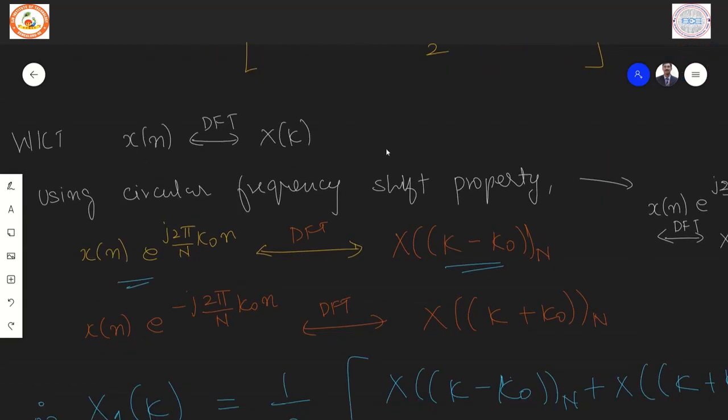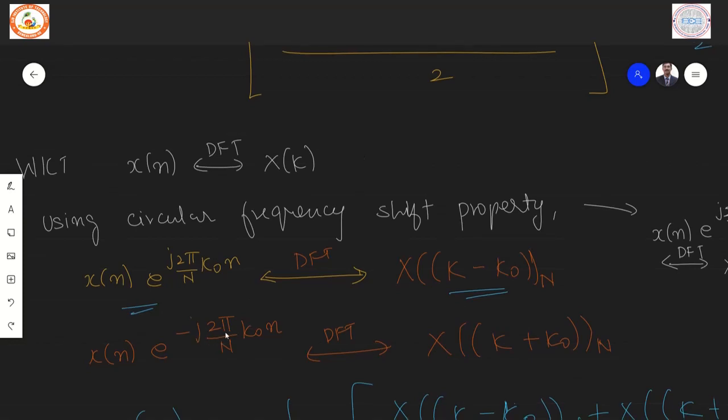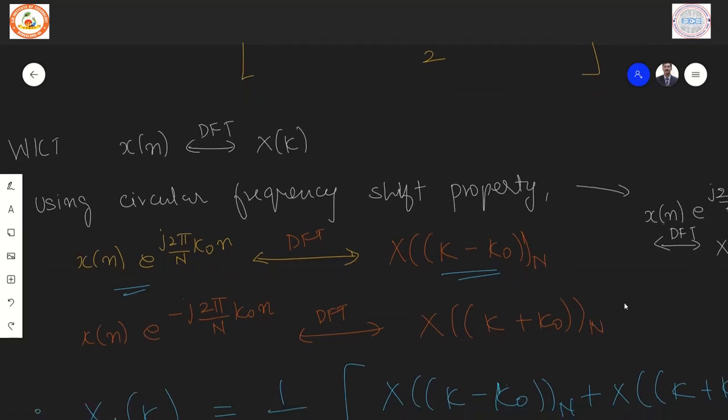Also, the second term, x of n into e power of minus j2 pi by n k naught n, will yield a DFT in a similar fashion as x of k plus k naught mod n.